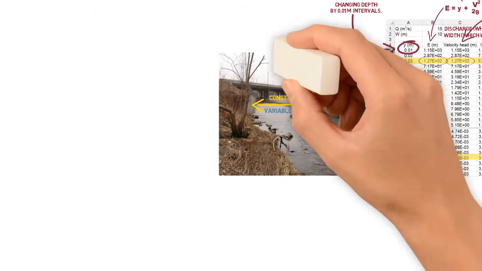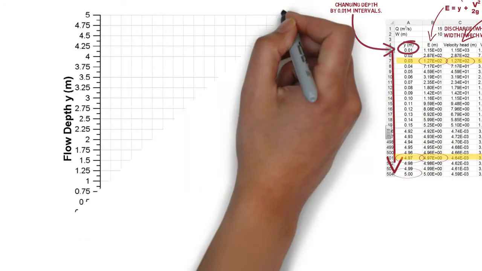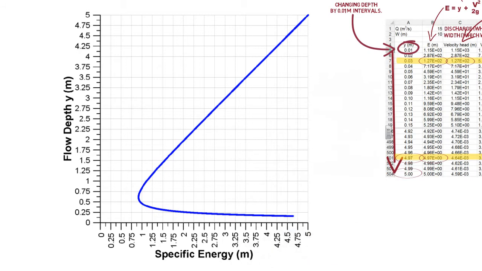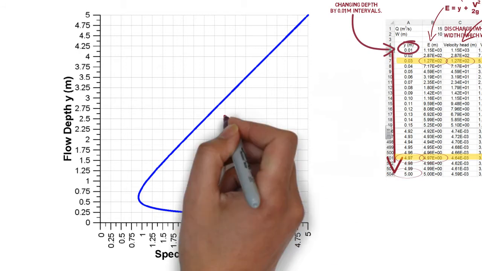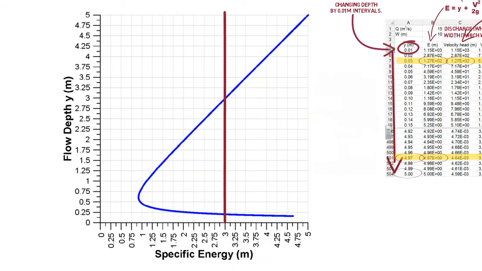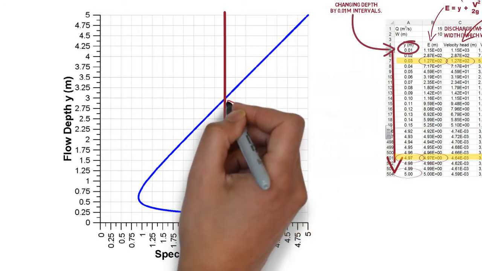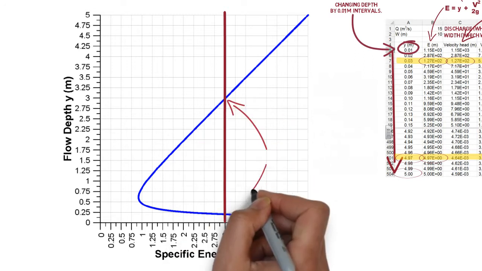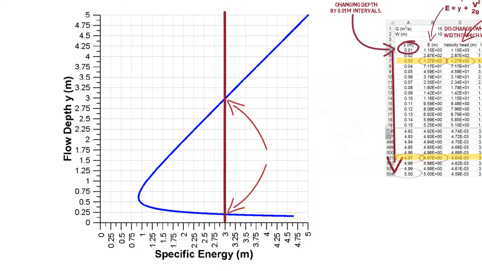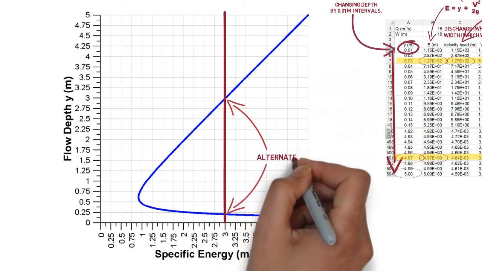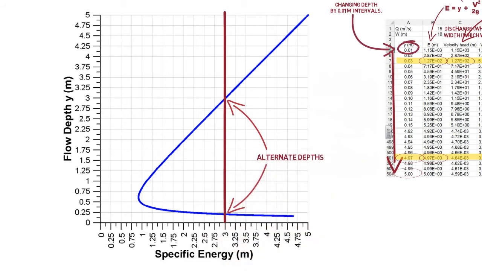Now let's look at a few of the other attributes of this curve. Again, replotting the curve that we've previously generated and choosing the same random specific energy of 3 meters, we'll have these two potential flow depths that may exist, one at 2.98 meters and one at 0.2 meters flow depth. These are what are referred to as the alternate depths.